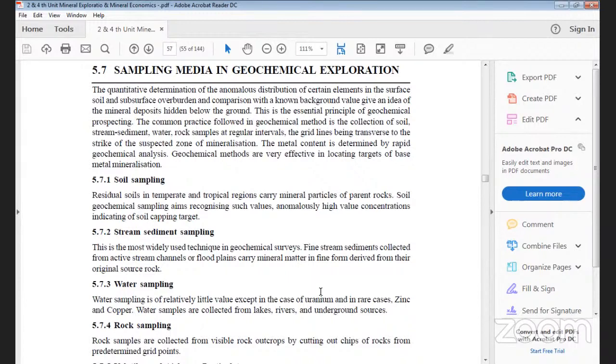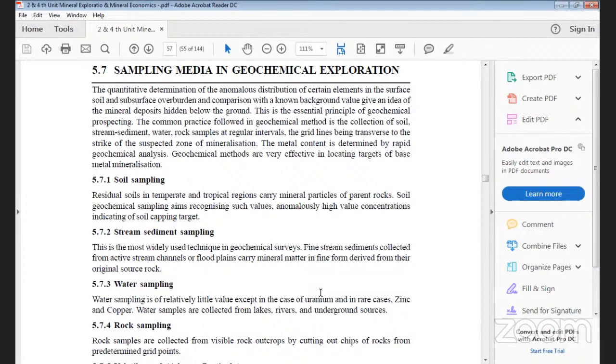at regular intervals. Here, regular intervals means we need to prepare grid lines, and the sample should be collected from the field as per the grid pattern. Suppose, for example, we have selected a 100 square kilometer area for sampling. We don't know whether a mineral deposit is present in that area. But yes, something was there.